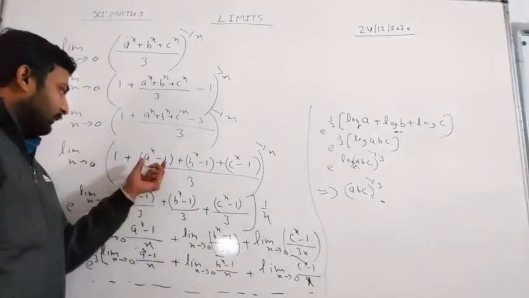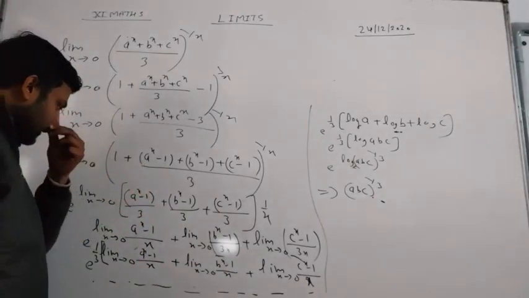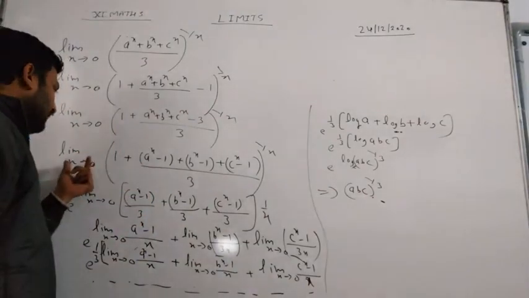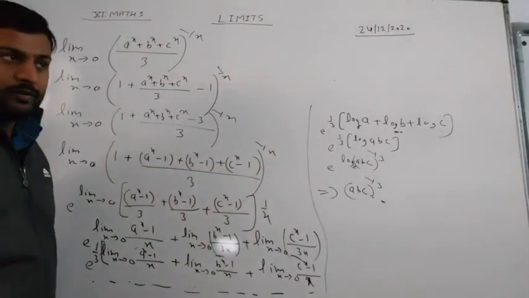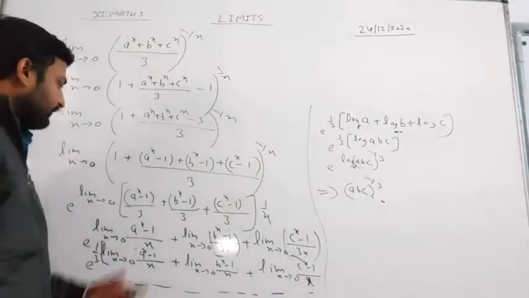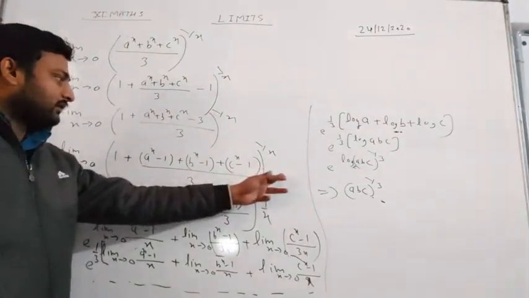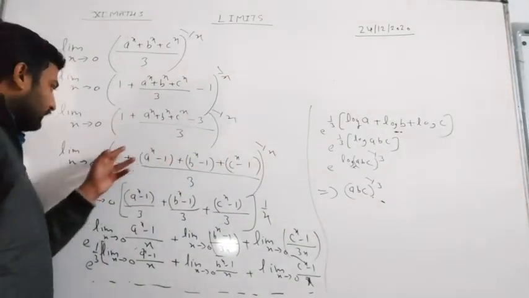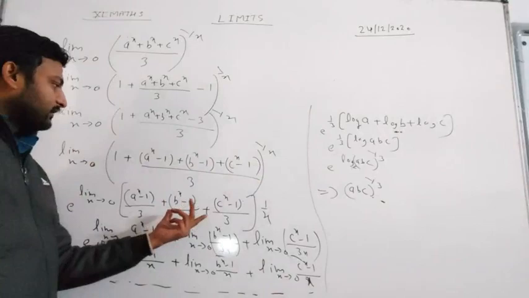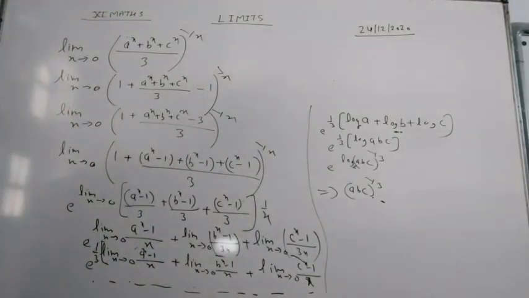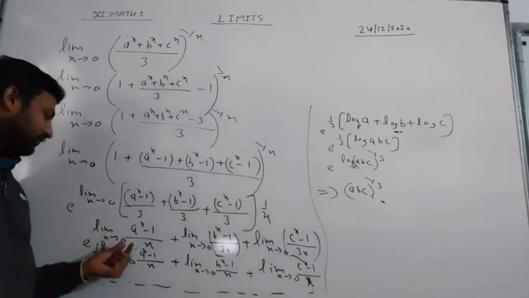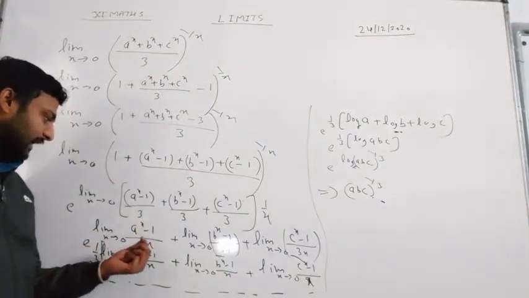Now we are separating this. Now we are applying the formula: limit x tends to 0, f(x) to the power g(x). So we write f(x) minus 1 into g(x). So this is f(x) minus 1, we will write. This minus 1 plus 1 will cancel and the remaining term will be this. And this is our g(x), student. So limit x tends to 0, a to the power x minus 1 by x.